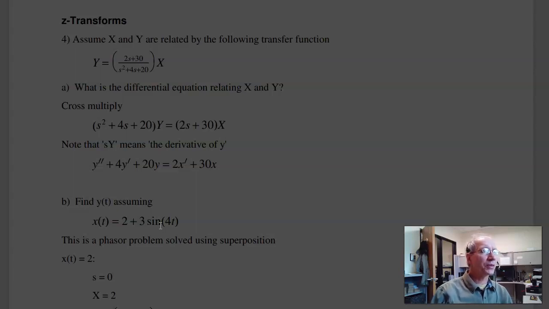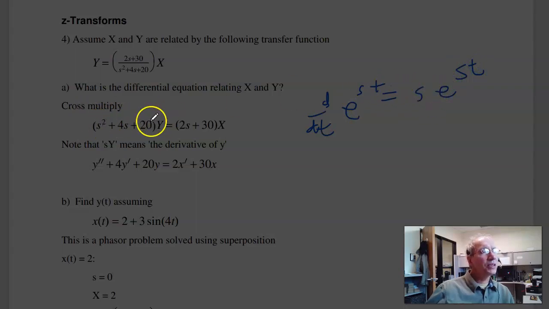Think microprocessor. Problem 4 looks at a differential equation. If I have a transfer function in S, what that means is cross-multiply. Sy means the derivative of y. The Laplace transform assumes everything's in the form of e to the st. So when I take the derivative, I get s, e to the st. So differentiation is the same thing as multiplying by s.